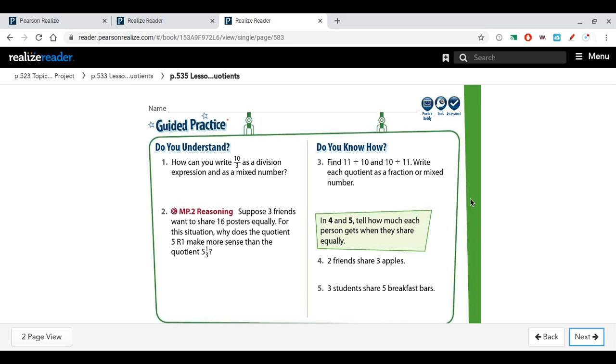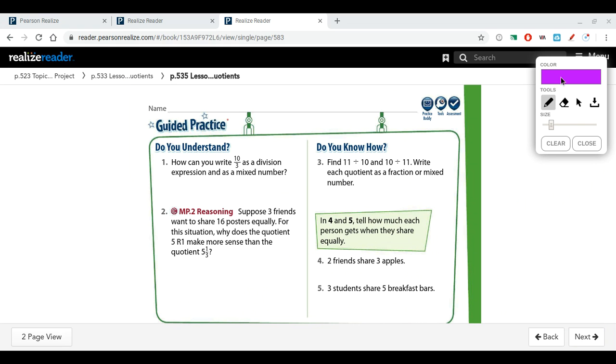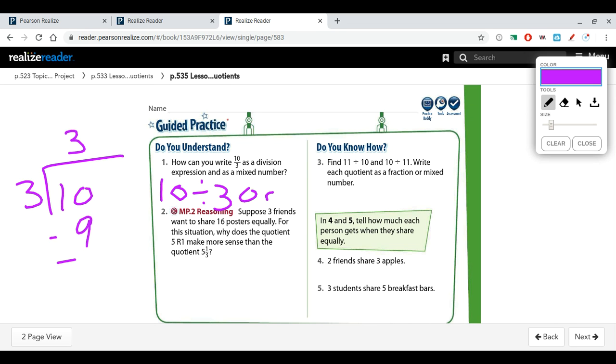Okay, if we take a look at our guided practice, it says, how can I write 10/3 as a division expression and as a mixed number? So if I first write it as a division expression, that was a skill that we worked on in 9-1. So it's going to be 10 divided by 3. And my answer is going to be, so if I look at how many times 3 goes into 10, 3 goes into 10 3 times. That's 9. I subtract, I have 1 left over. So it becomes 3 1/3. 1/3 is already simplified. I can't go any smaller. So my answer here would be 3 1/3.